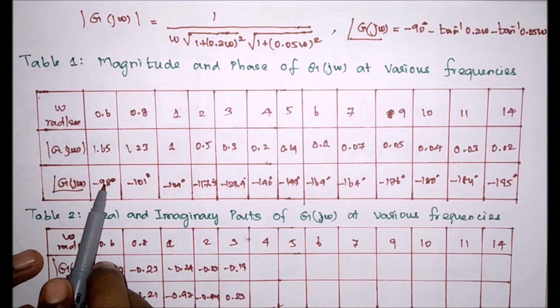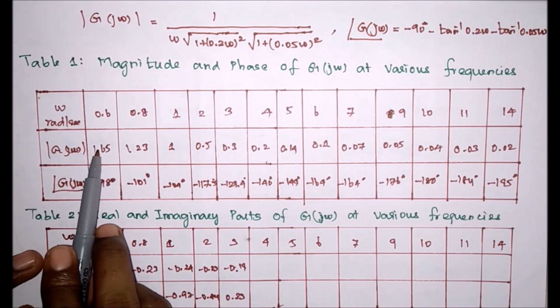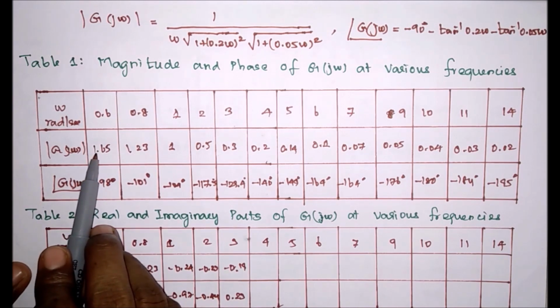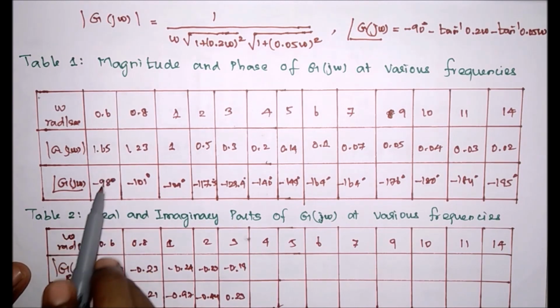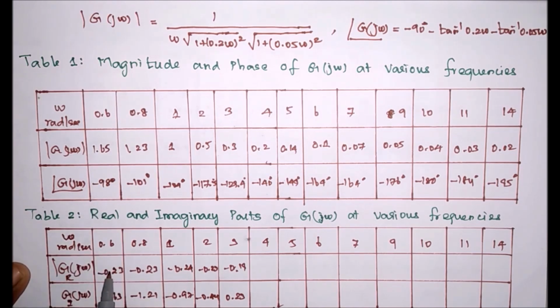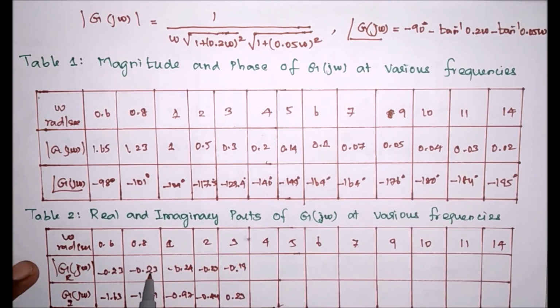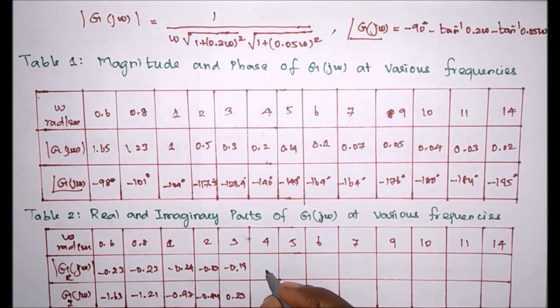From the magnitude and phase angle, if we substitute them in the calculator in polar format, we can easily convert into rectangular coordinates. Suppose I substitute 1.65 in the calculator as magnitude and minus 98 degree as phase angle, that will be polar form. If I convert that polar form into rectangular form, I will get real part equal to minus 0.23, imaginary part equal to minus 1.63. Likewise, for all values we have to convert the polar form into rectangular form, so we have to write all the values.